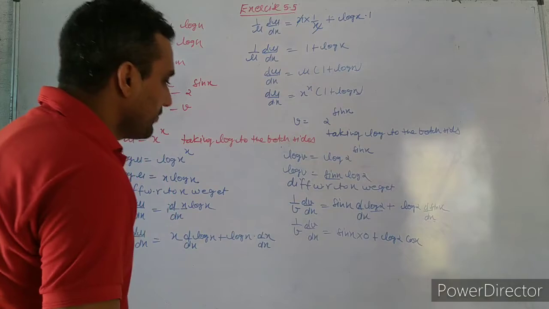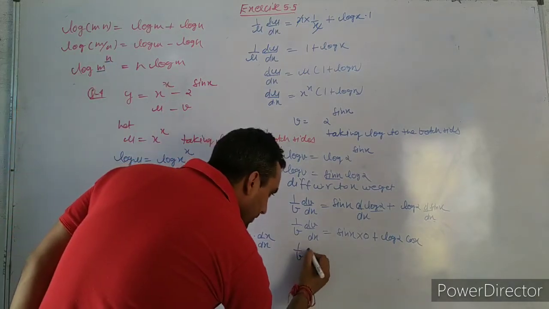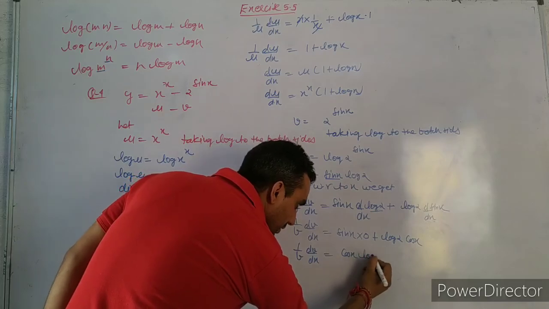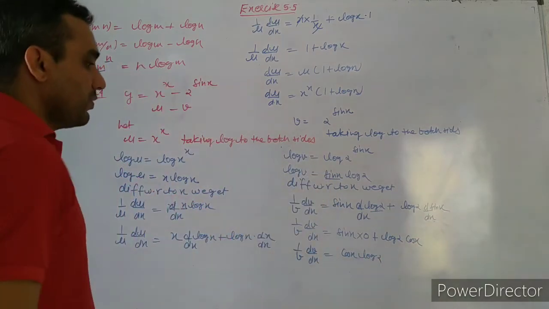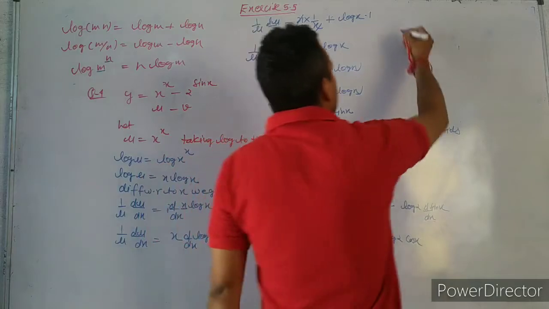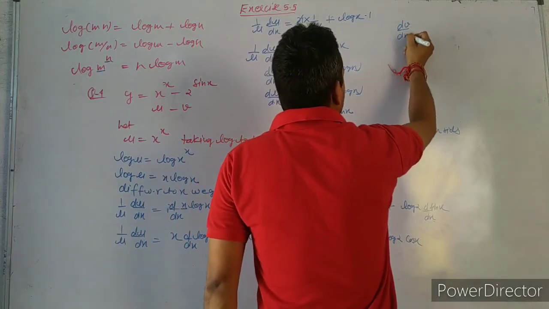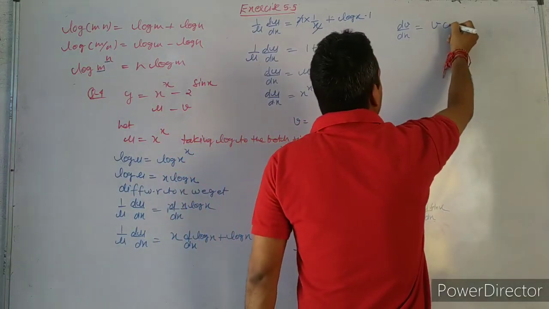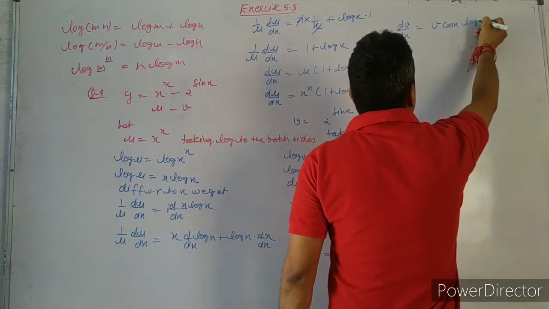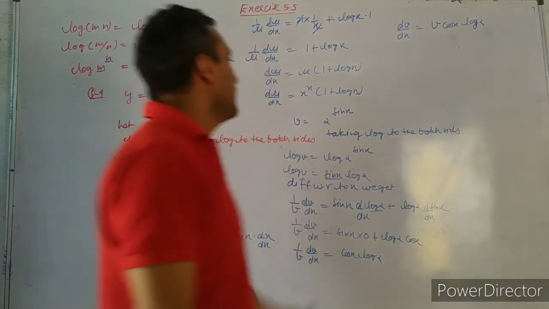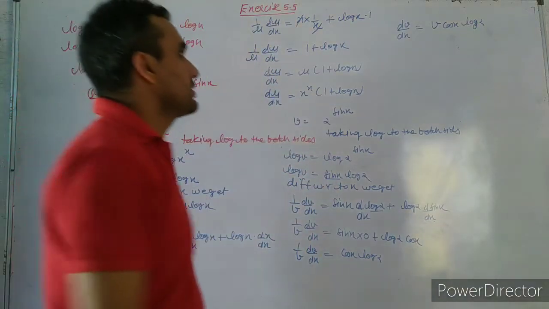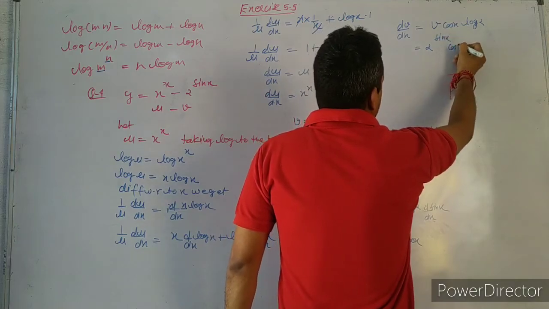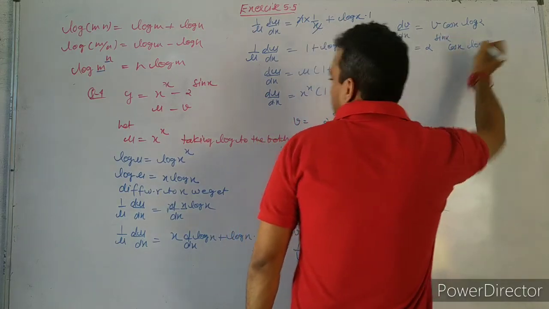So after differentiation, it will be 1 upon v dv upon dx equals cos x into log 2. We will move v upwards, so it will give me dv upon dx is equal to v cos x log 2, where the value of v here is 2 to the power sin x. So dv upon dx is 2 to the power sin x into cos x into log 2.